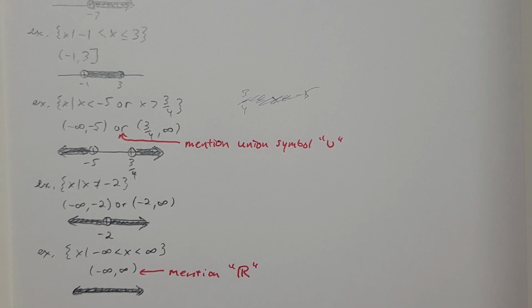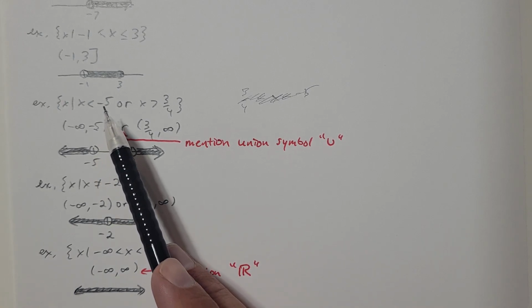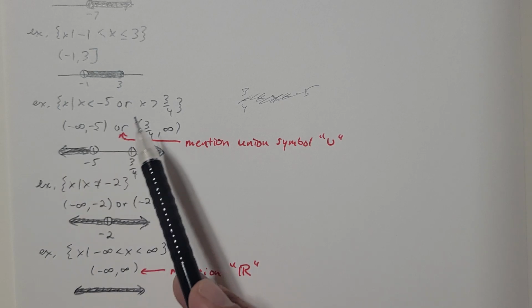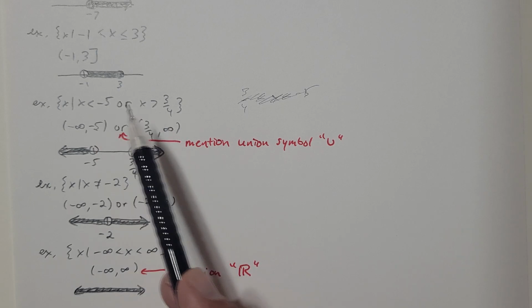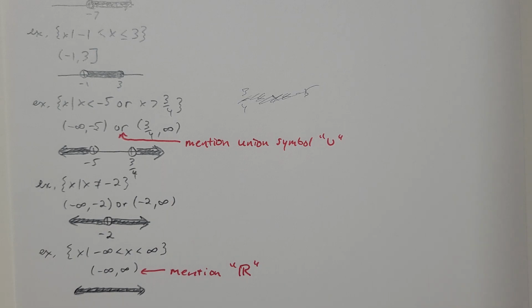On the number line, anything that's less than -5 means I'd shade to the left of -5. Anything that's bigger than 3/4 means I'd shade to the right of 3/4. I'm not including either one of these two values, so I'd have open circles there at those two spots.